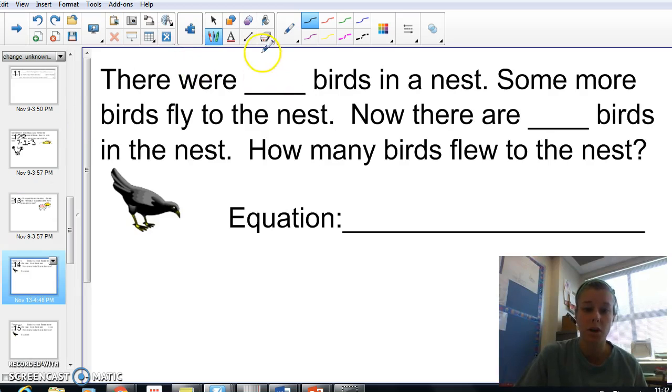All right, there were 10 birds in a nest. Some more birds fly to the nest. Now there are 2 birds in the nest. How many birds flew to the nest? So write your equation, then pick your strategy, then solve it.